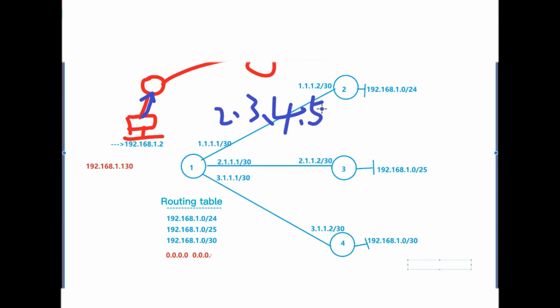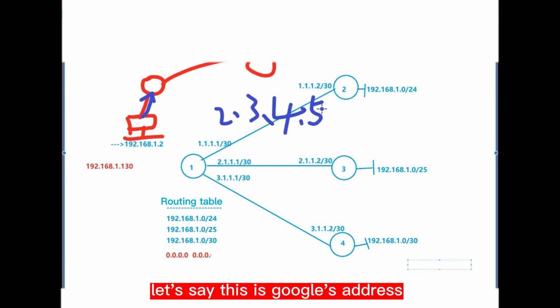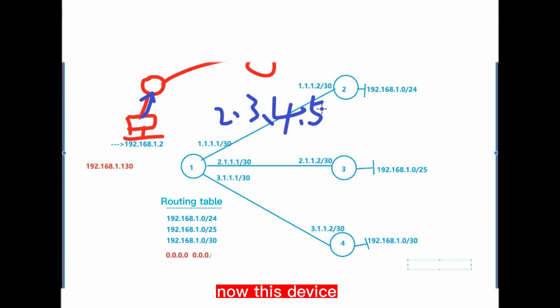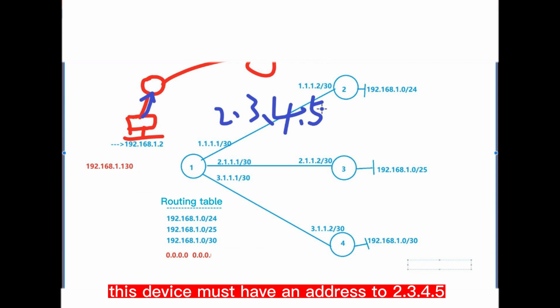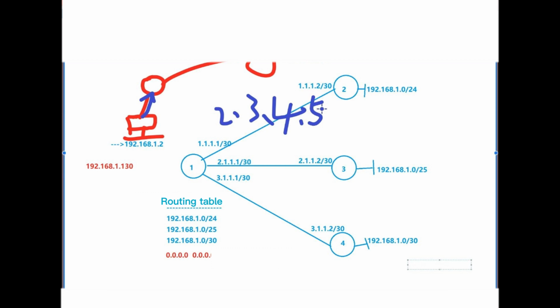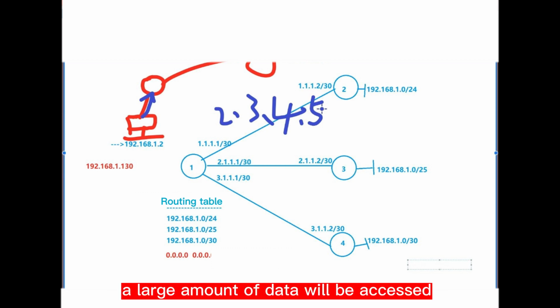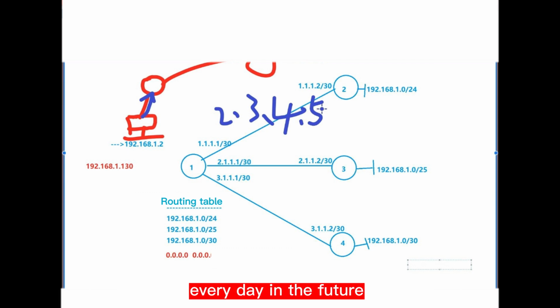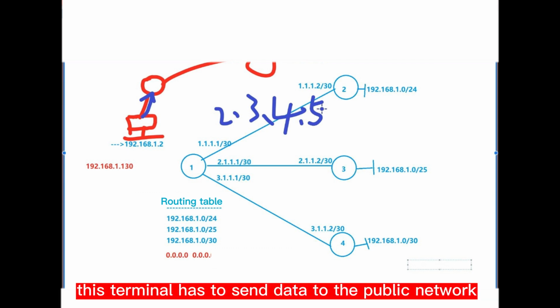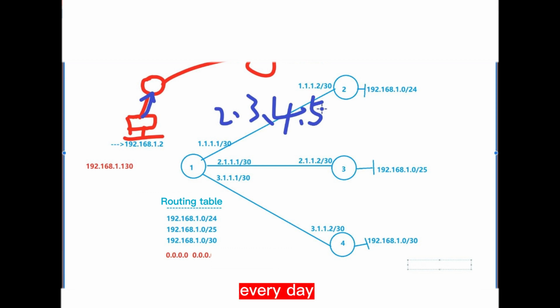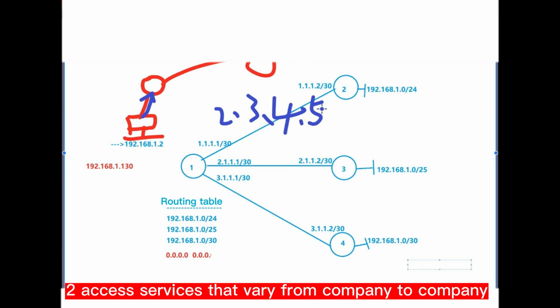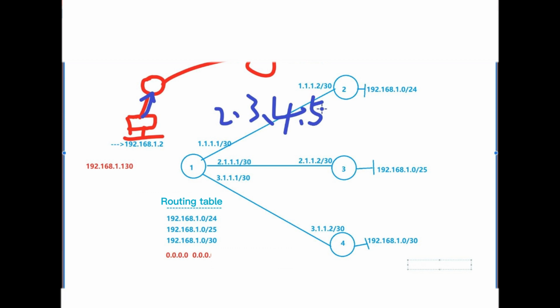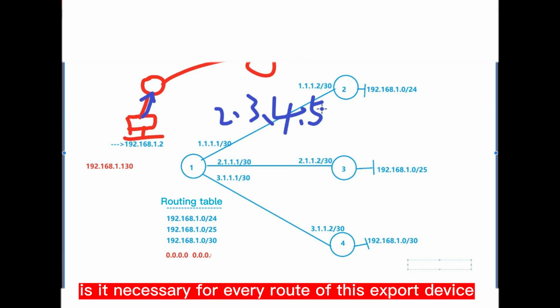Say this is Google's address. Now this device, if you want it to help forward, must have an address, 2.3.4.5. Assume that a large amount of data will be accessed every day in the future, to all such addresses. This terminal has to send data to the public network every day to access services that vary from company to company. Then, is it necessary for this export device to have every route?